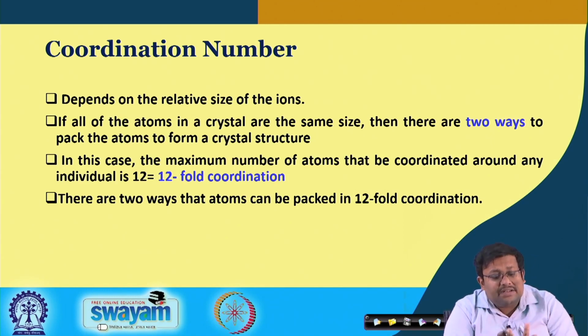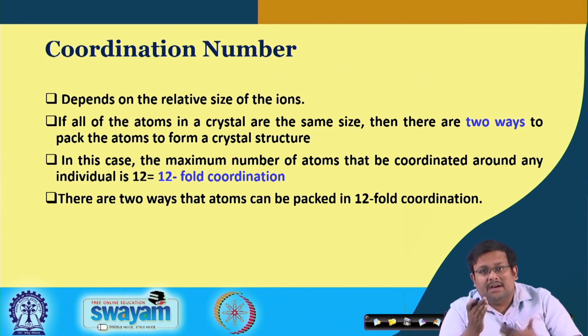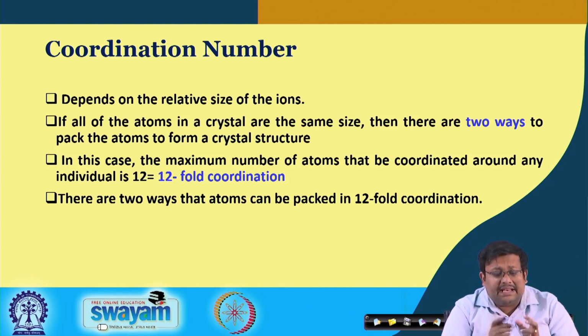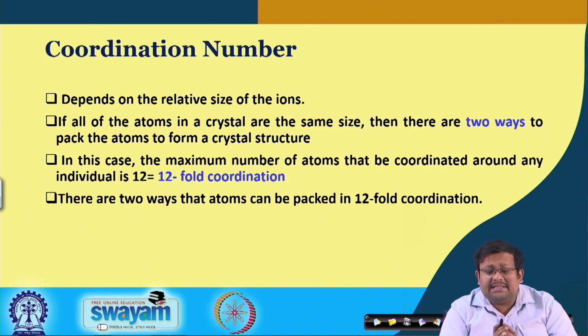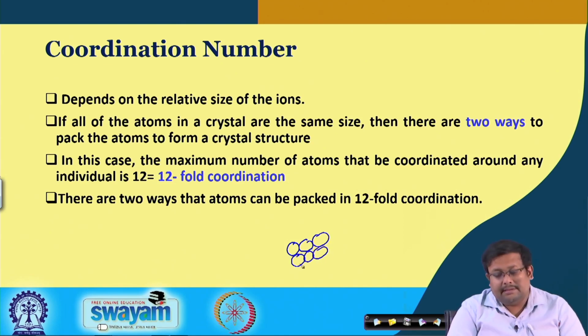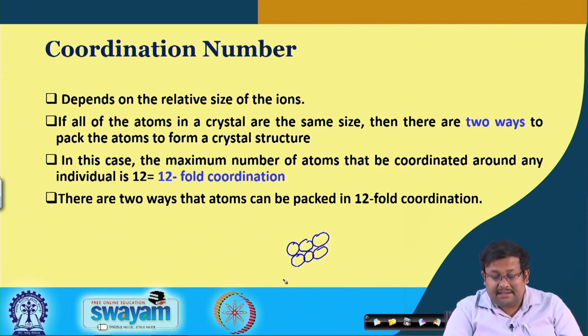Coordination number basically depends on the relative size of the ions, because the radius ratio, we have already talked about it. So, if all atoms in a crystal are the same size, then there are two ways to pack the atoms to form a crystal structure. So, let us assume that there are 6 atoms and all these atoms are having the similar size, then there are two ways to pack the atoms to form a crystal structure.